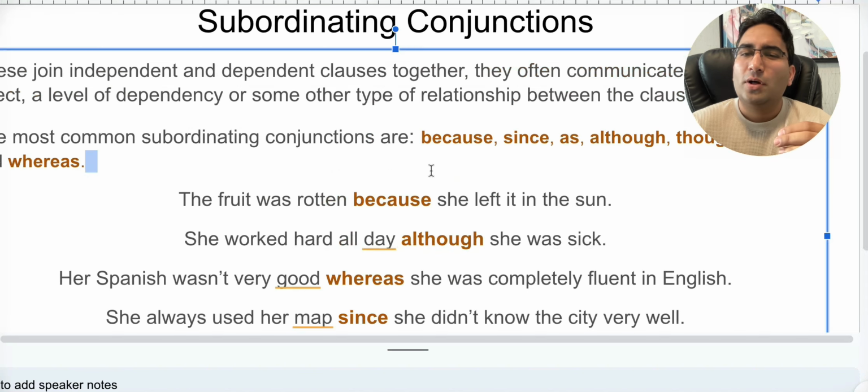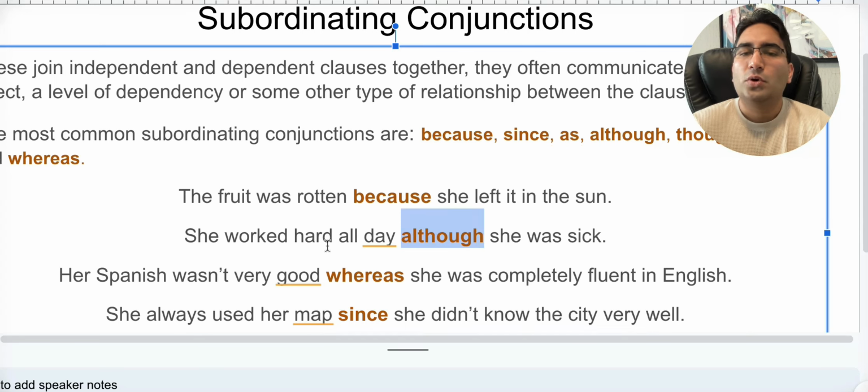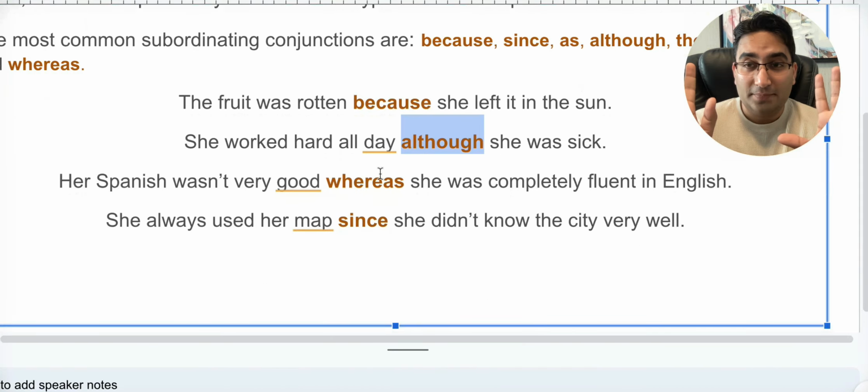Now, the word although is usually used when you're saying the opposite of something. In this case, we have she worked all day, although she was sick. Now, in this case, it's the opposite. Look, she was not supposed to work because she was sick, right? That's why we're saying she worked all day. That's the first condition, although she was sick.